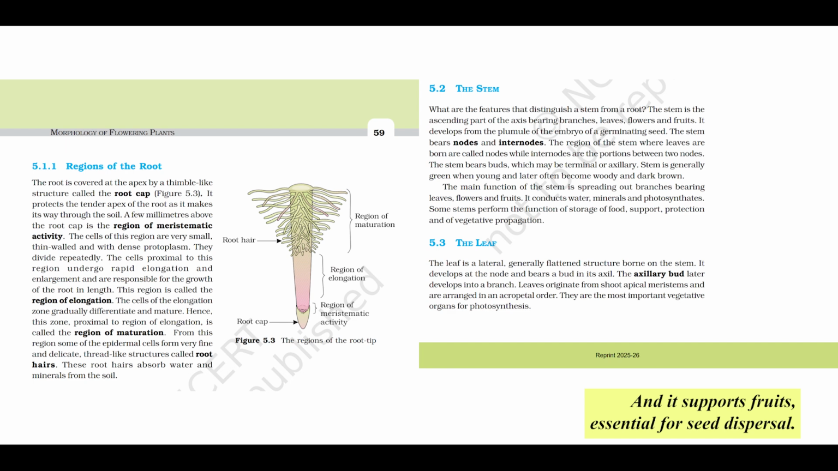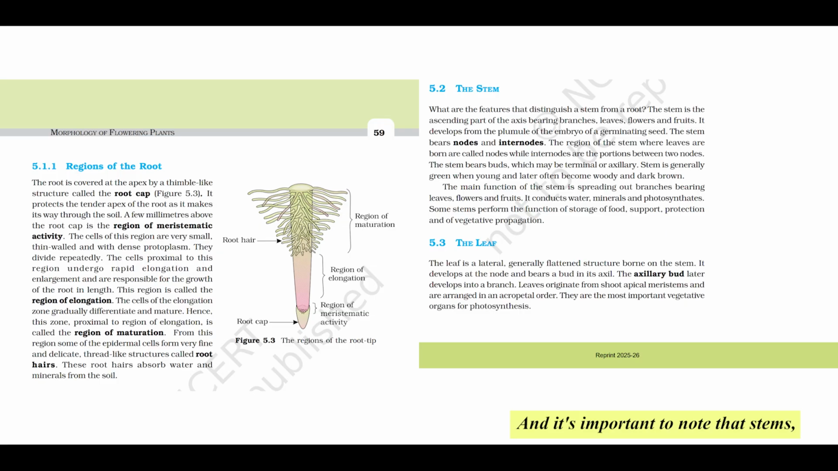And it supports fruits, essential for seed dispersal. Beyond support, the stem is a highly efficient conduit for conduction. It's like the plant's plumbing system. Transporting stuff up and down. Exactly. It transports water and dissolved minerals upwards from the roots to all aerial parts, and simultaneously, it conducts photosynthate, the food produced in the leaves, to all other parts of the plant, both upwards and downwards, wherever they are needed for growth or storage.